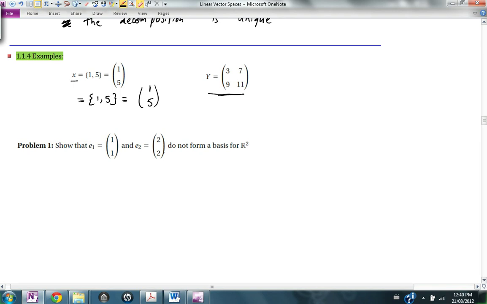So, let's just graphically see it. e1 is equal to (1, 1), e2 is equal to (2, 2). So this vector gives me e1. This vector gives me (2, 2). They are on the same line, and basically e2 is equal to 2e1, which means they're linearly dependent.